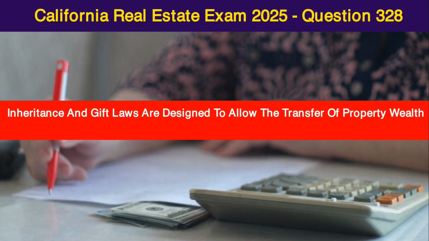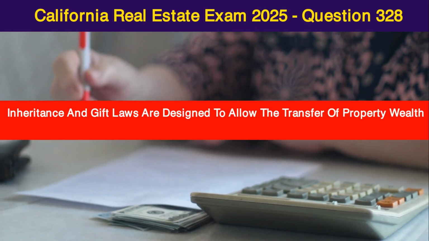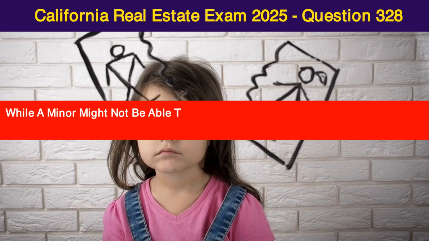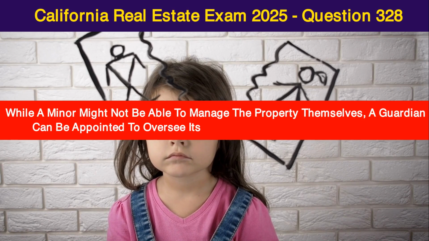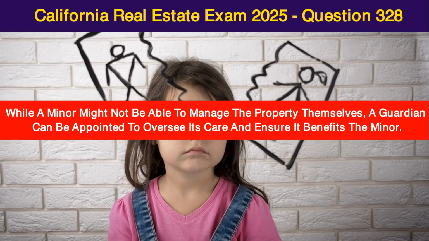Inheritance and gift laws are designed to allow the transfer of property wealth across generations. While a minor might not be able to manage the property themselves, a guardian can be appointed to oversee its care and ensure it benefits the minor.